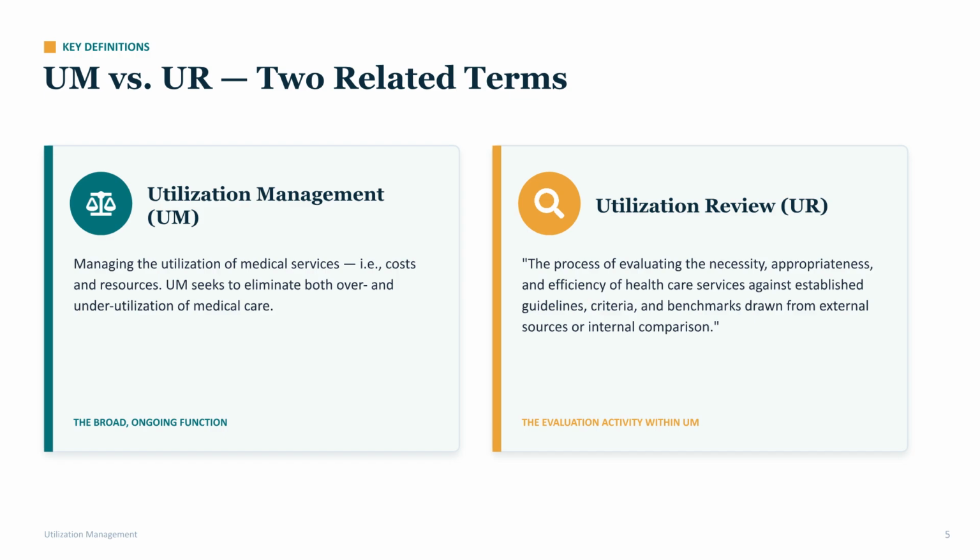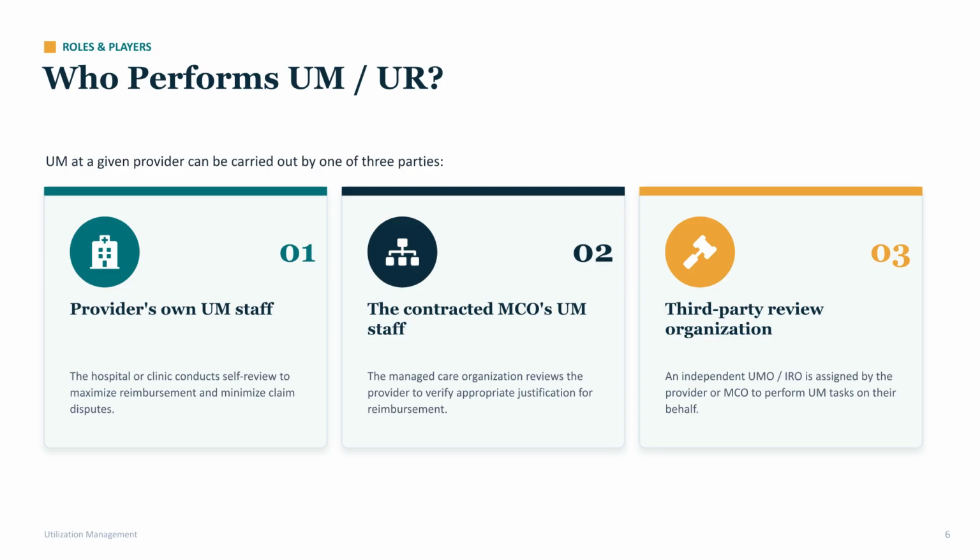It is important to distinguish between utilization management and utilization review. UM is the broad, ongoing function of managing resources. UR is the specific activity of evaluating necessity and efficiency against benchmarks. Who performs these reviews? It can be the provider's own staff, the managed care organization's team, or an independent, third-party review organization. Each has a role in verifying that the care provided is justified.